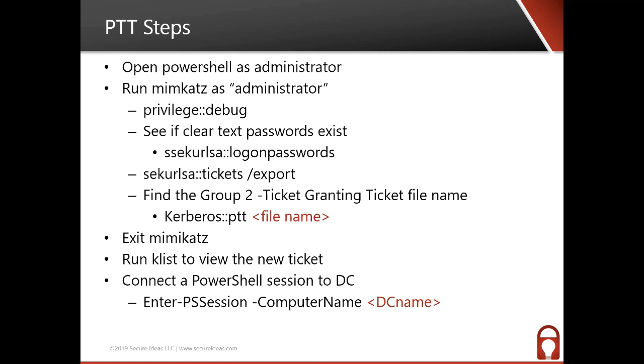So quickly, just to cover, the pass the ticket steps are here. You have to open PowerShell as administrator, run mimikatz as administrator, do the privilege debug. Always quickly check to see if the login passwords are there, right? To see if the clear text passwords are there, because maybe they turned wdigest back on on the server, even if it's not a default setting. If that doesn't work, then you run the tickets export, find the right ticket file name, import that into pass the ticket by using Kerberos PTT, exit mimikatz, then run klist just to see that it's there, and then connect with that PowerShell session.